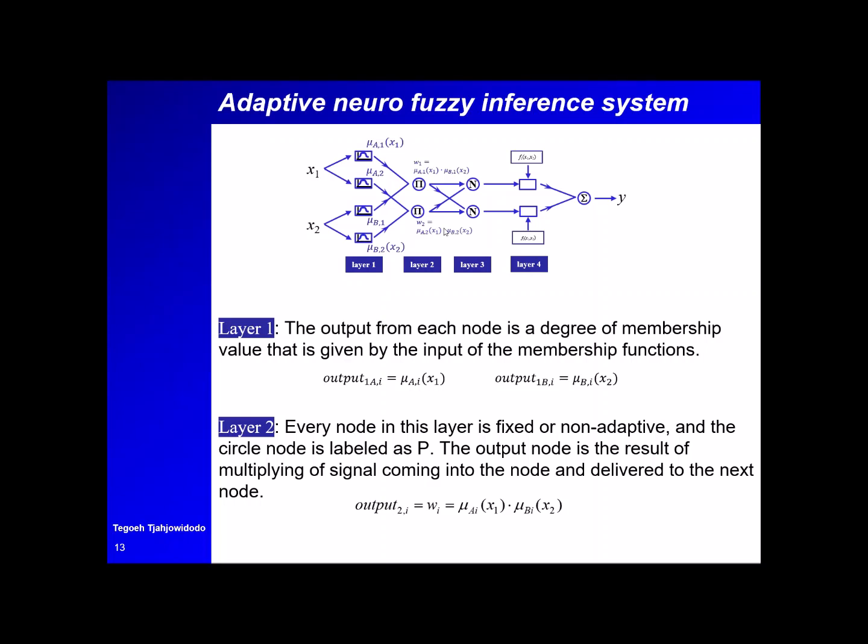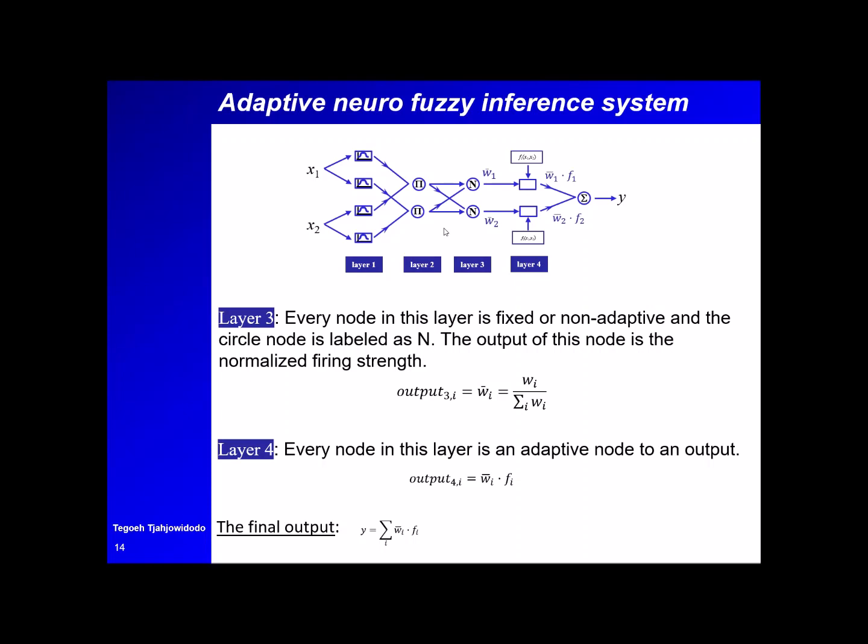Now we move to layer 3. What does it do in layer 3? Layer 3 is nothing more than normalization of these two outputs in the second layer. We sum them, then normalize. And then the last layer, we multiply the output of the third layer with a certain function, fi. So the output of the first node in layer 4 is just f1 times the output of the first node in layer 3, w1 bar, and the output of the second node in layer 4 is just w2 bar times f2 here. And then the final output will be just the sum.